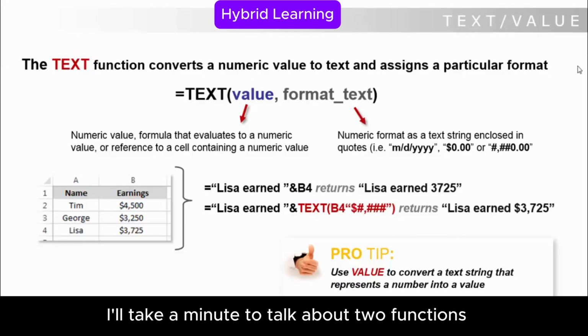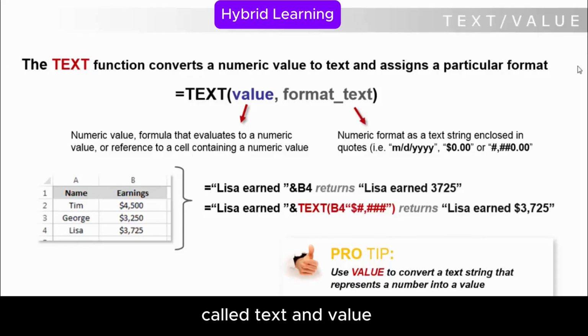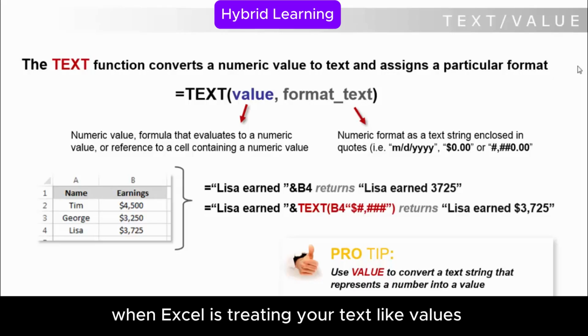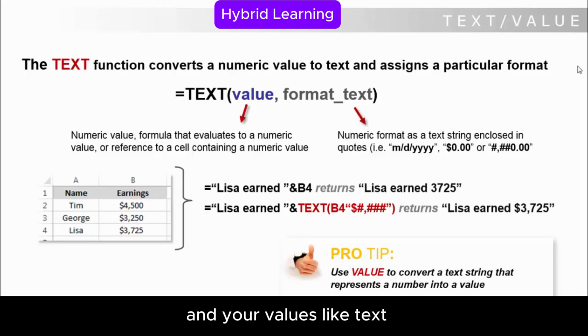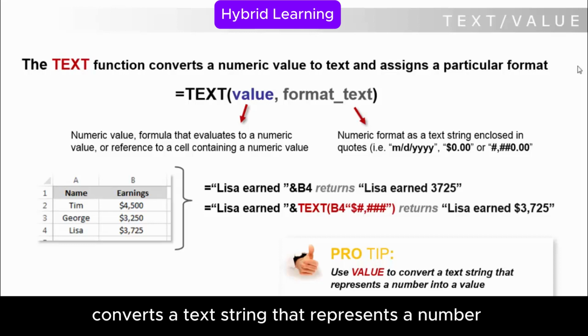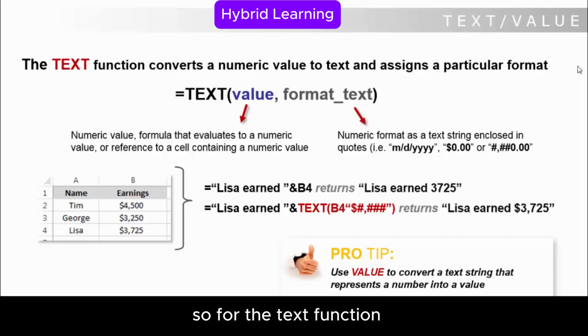All right, so I want to take a minute to talk about 2 functions called text and value, which can be really useful functions when Excel is treating your text like values and your values like text. So what the text function does is it converts a numeric value to text and assigns a particular format to it. Value, on the flip side, converts a text string that represents a number into a value so that you can treat it as such. So for the text function, two components to the formula.